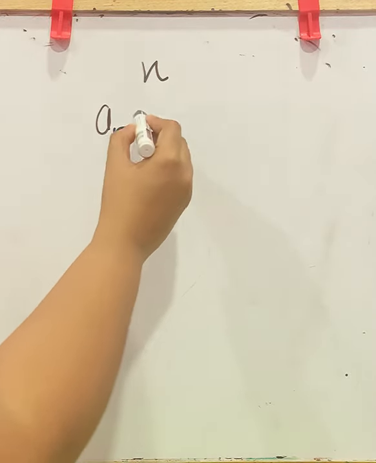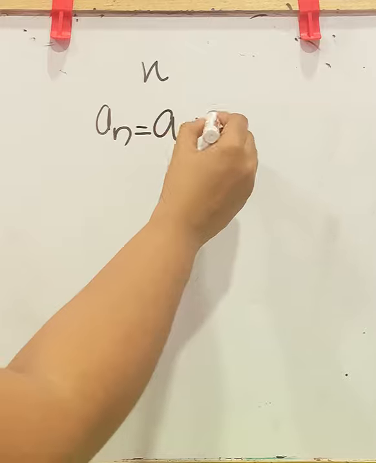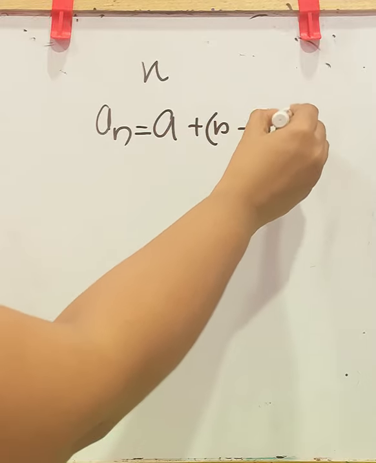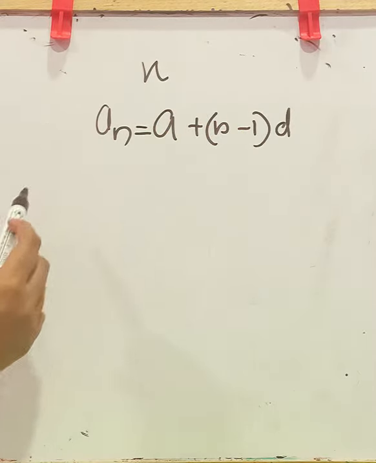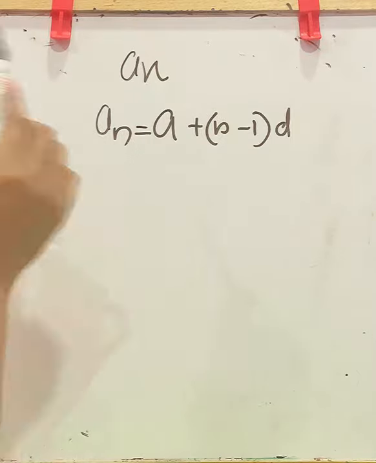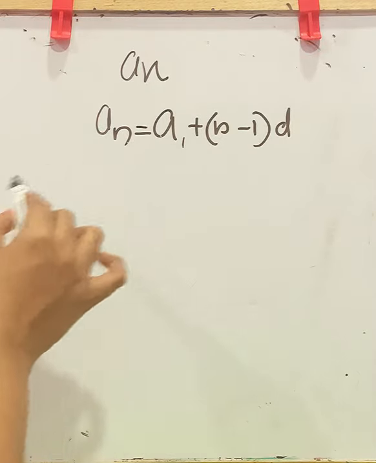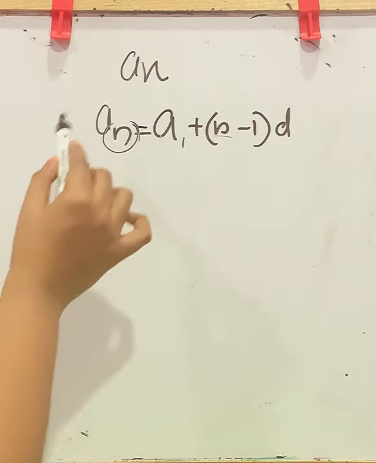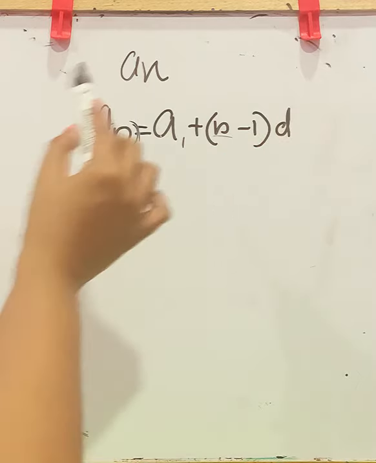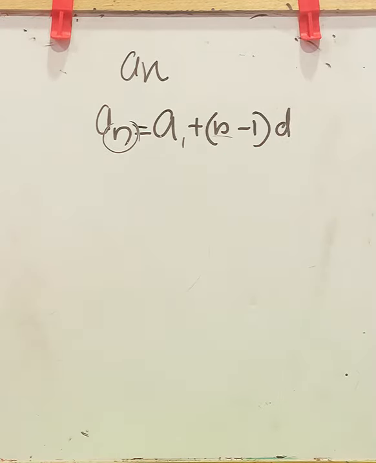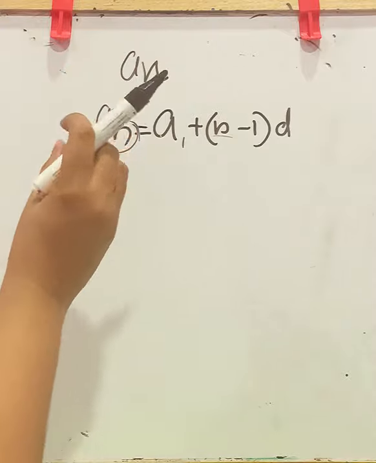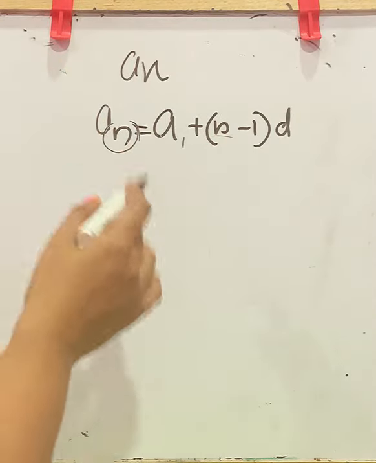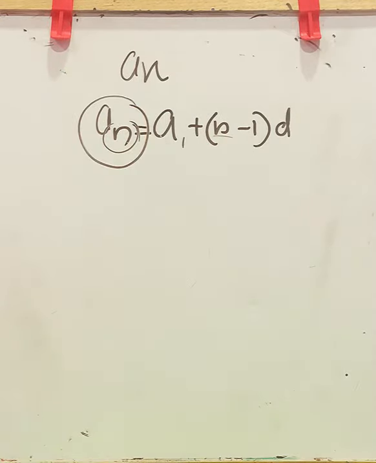That is an equals a plus (n minus 1) into d. Here an denotes the term at position n, and a is the first term. n is the same value here, minus 1 whole, into d. d is the common difference. Just apply the given values in this equation, then you will get the nth term, an.